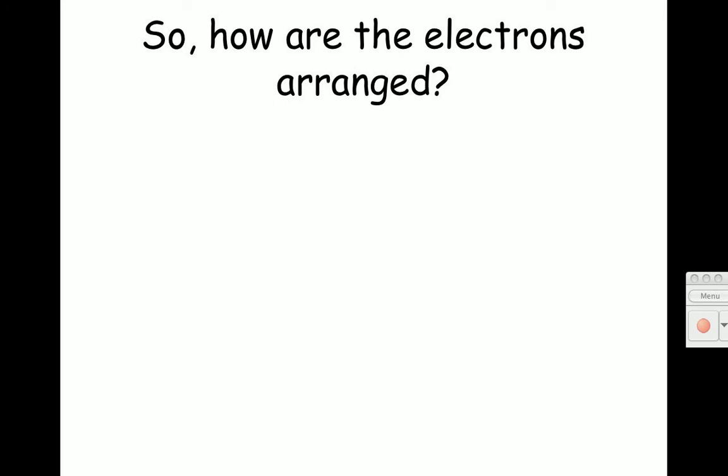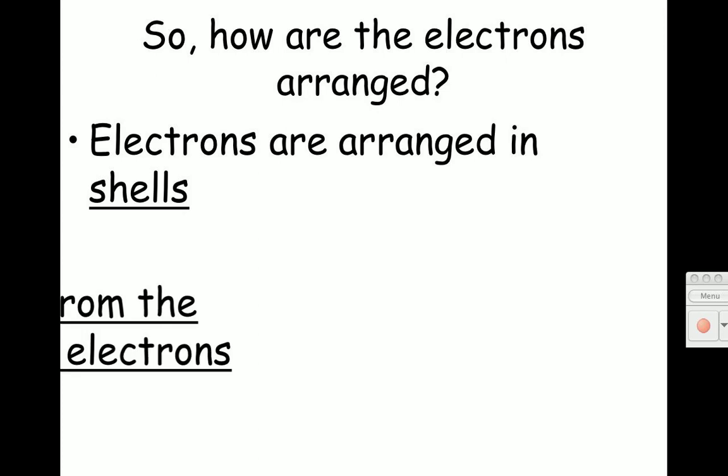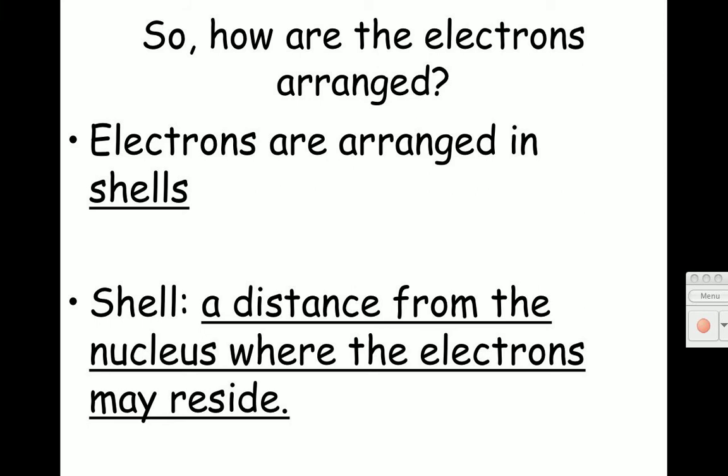Now these electrons are arranged in something called shells. And a shell is kind of like a layer in an onion. If you think of when you cut an onion in half, you've got those concentric circles around the middle. That's kind of what a shell is. Basically, an electron shell is the distance from the nucleus where the electrons may reside.